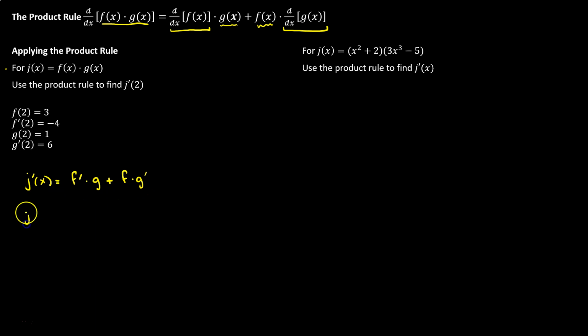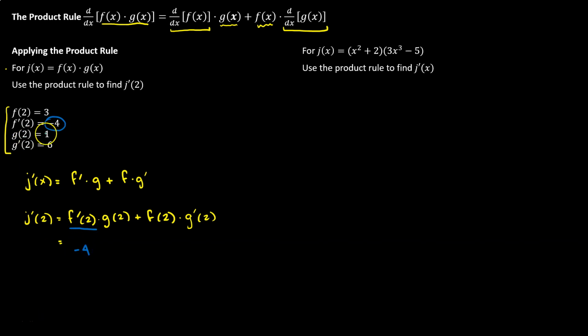So if we wanted to find j prime at 2, then we would need the derivative of f with 2 plugged in. We would need g with 2 plugged in. We would need f with 2 plugged in. And we would need g prime with 2 plugged in. And conveniently, those are exactly what we're given as part of the problem setup. So let's go ahead and start swapping things out. F prime at 2 is -4, so F prime at 2 right here, that would become -4.